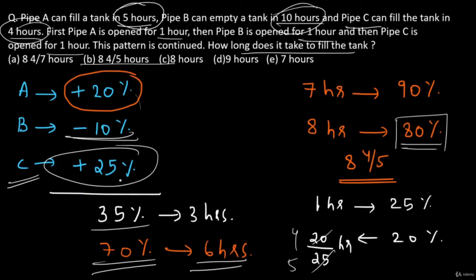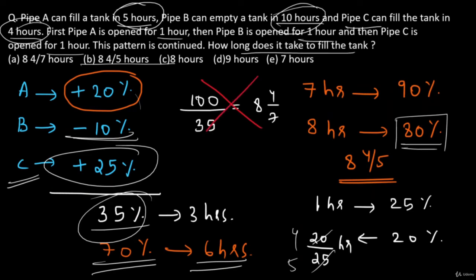Now you can also observe over here that if you just divide 100 by 35, you would get 8 4 by 7 as the answer, and that is wrong, right? And that is given as answer option A, and that is a wrong answer. The correct answer is answer option B, which is 8 4 by 5 hours.